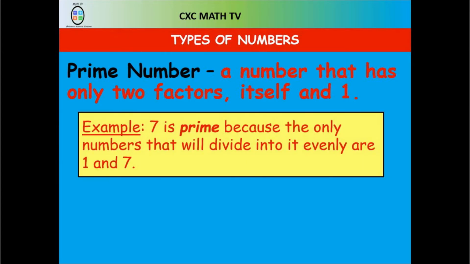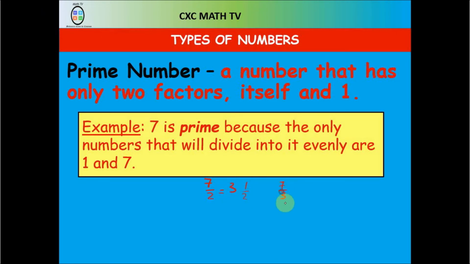Alright, so for example, the number 7. 7 is a prime number because the only numbers that can divide evenly into it are 1 and 7. Think about it, try it. So 7 divided by 2, you're going to get 3, but with a remainder of 1 over 2.